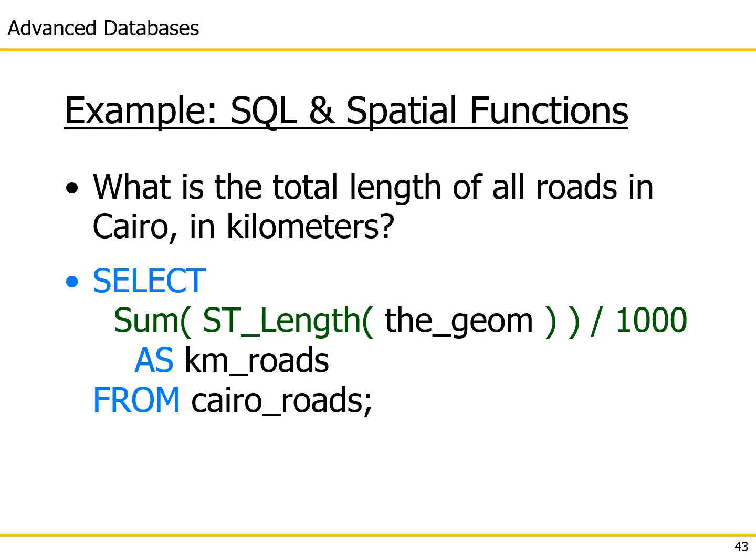Sum is an aggregate function, a SQL aggregate function. ST_Length is a spatial function that works on the spatial column called geometry, and it converts the geometry into a length, because the geometry type is going to be some kind of line. So I get the length of the line, and I sum up all the lines, dividing by 1,000 to get it in kilometers. And I label it as kilometer roads in the output.